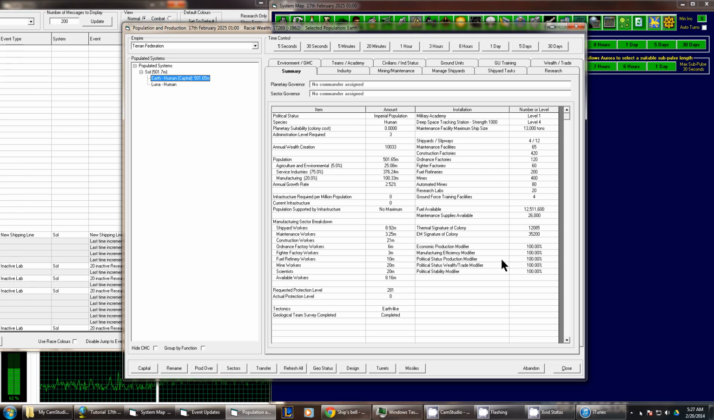Political status, and Steve might be taking this out, so I'm not sure, but based on your political status, if they are a slave race, because you just took over, that's going to be very, very low. Political stability, that's just unrest. We already went over that.